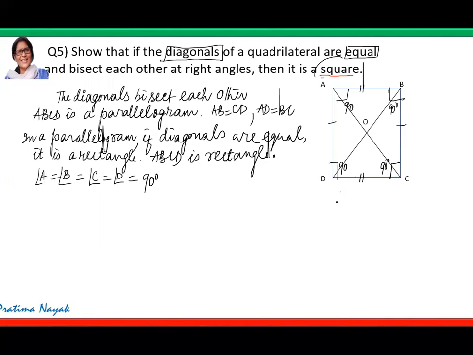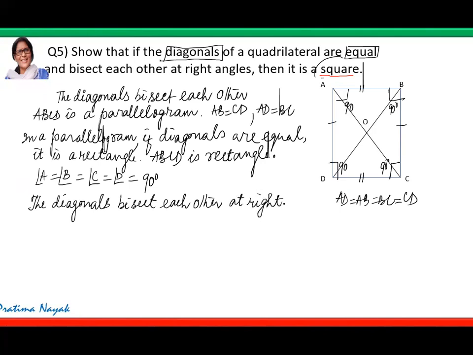Now I'll show that AD is equal to AB is equal to BC is equal to CD. Which property will apply? I'll apply the properties of a rhombus. What is it? The diagonals bisect each other at 90 degrees, at right angle.